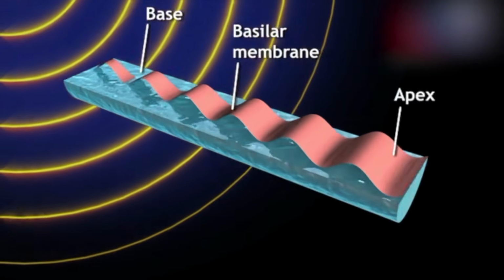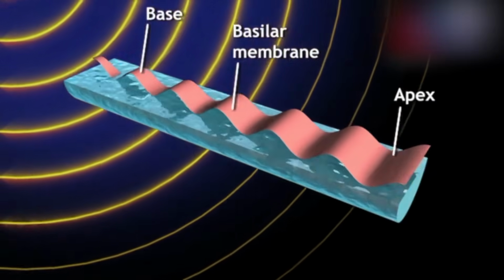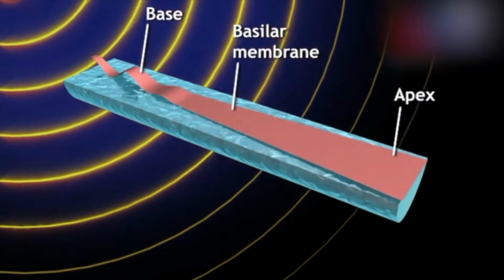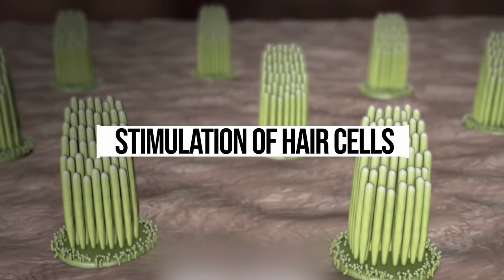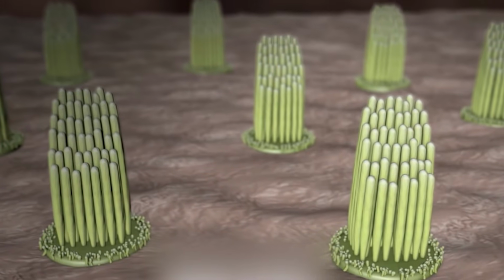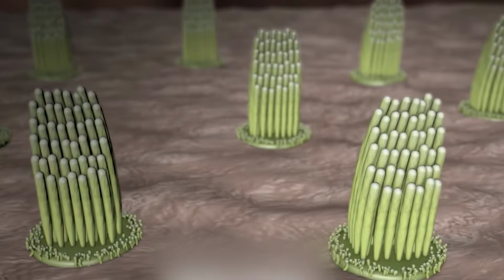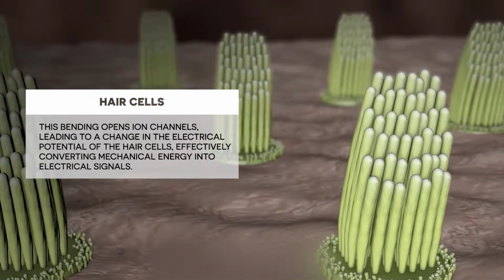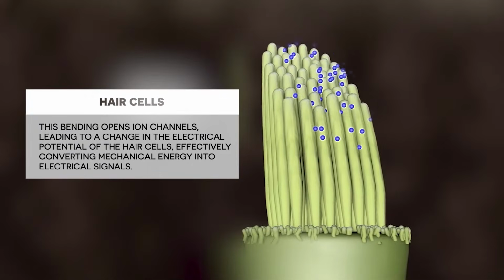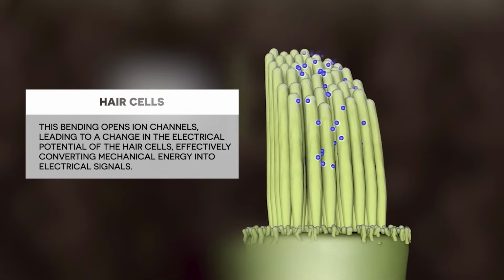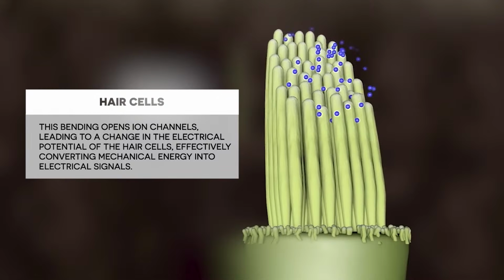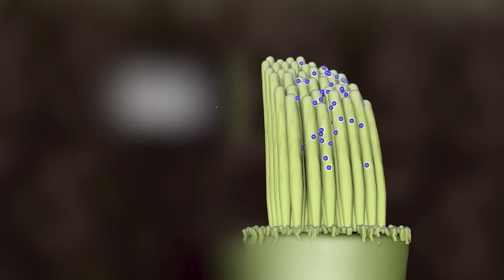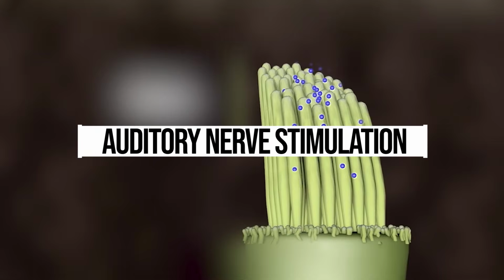These movements create a traveling wave along the basilar membrane, causing it to move up and down. Stimulation of hair cells. The movement of the basilar membrane causes the hair cells in the organ of Corti to bend against the tectorial membrane. This bending opens ion channels, leading to a change in the electrical potential of the hair cells, effectively converting mechanical energy into electrical signals.